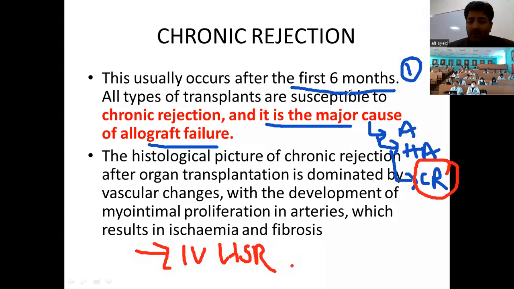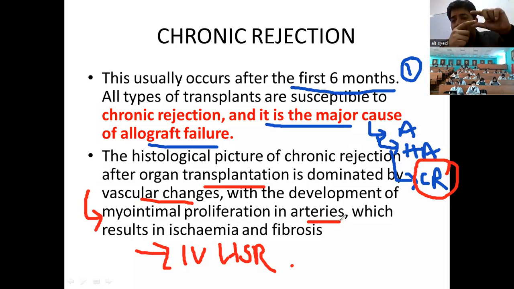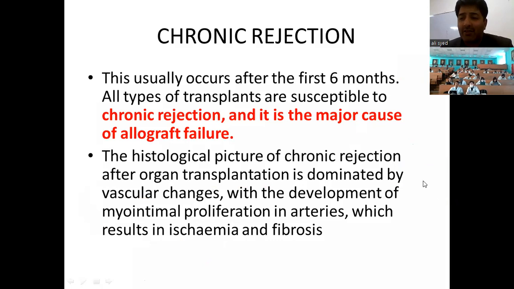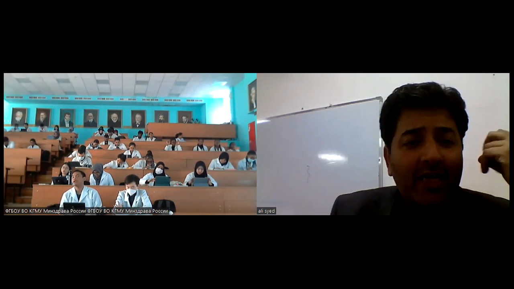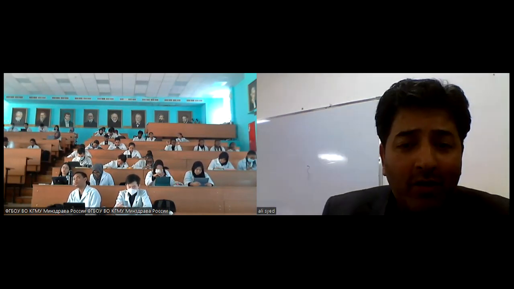What happens in this chronic rejection? The transplanted organ is dominated by vascular changes. How are you going to know? Histologically there will be myointimal proliferation in the arteries. When there is myointimal proliferation in the arteries, there will be fibrosis and the organ will not get proper blood supply, resulting in ischemia and fibrosis. It is also a type 4 hypersensitivity reaction. So three rejections you must remember: hyperacute rejection, acute rejection, and chronic rejection. The most common cause of graft rejection is chronic rejection. Please remember it forever.